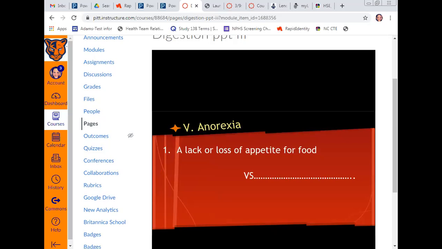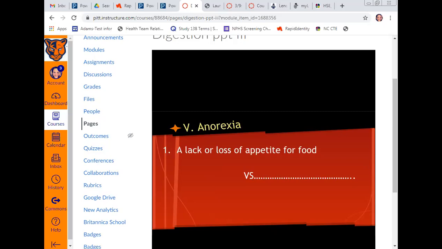Has anybody ever been through a really bad breakup and you just didn't feel like eating? Then that could be described as anorexia. When my stress and my anxiety are high, okay, my dog is sick or my kid is sick or my husband is sick, I don't feel like eating. That's a stress reaction to me. So that there is a difference. So anorexia is just a lack of appetite.